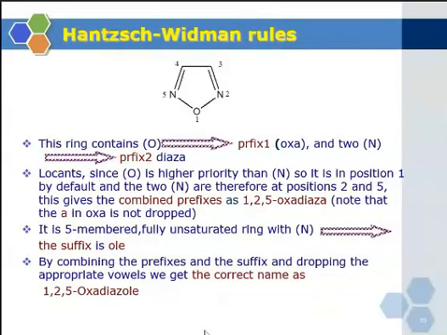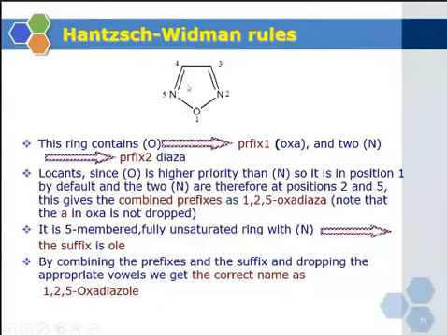Now let's see the next example. Here there are three heteroatoms, of which one is oxygen and two are nitrogens. So the first thing that we have to do here is the numbering of the ring. As the ring bears the heteroatom oxygen as well as two nitrogens, the prefix will be oxa, and for the two nitrogens, the prefix to be used is diaza.